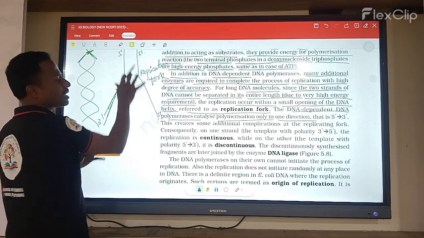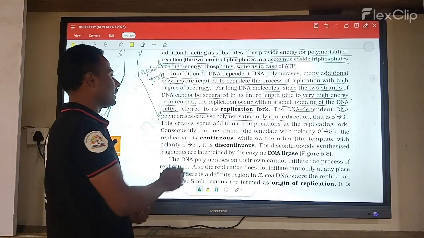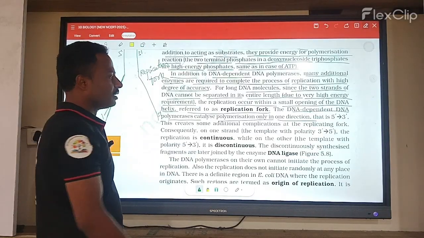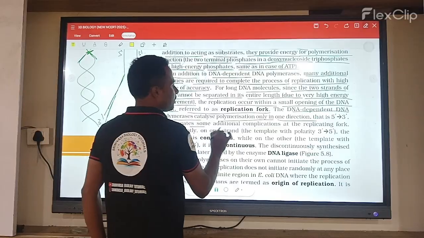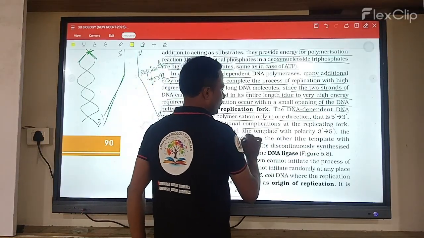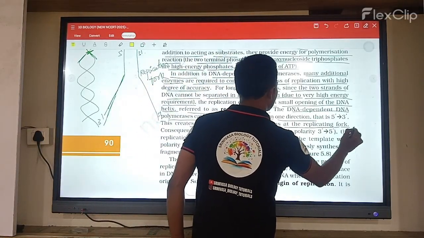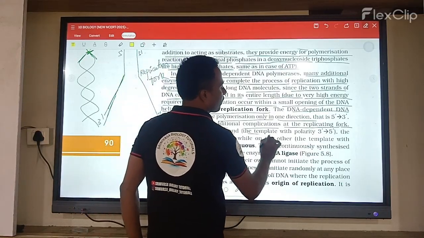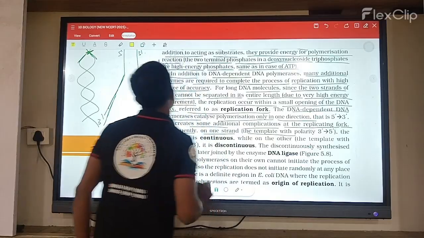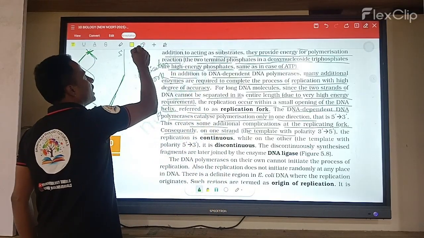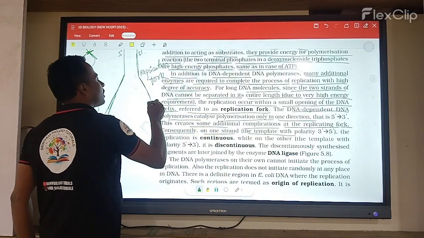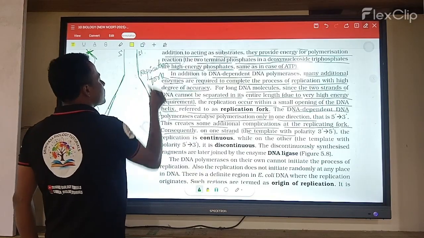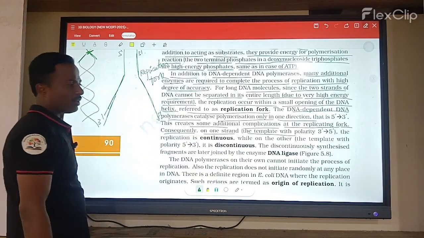Am I right? So these are completely called a template strand. Now this creates some additional complications in the replication fork. One of them starts from the template whose polarity is 3 prime to 5 prime. So the template polarity comes as 3 prime to 5 prime.